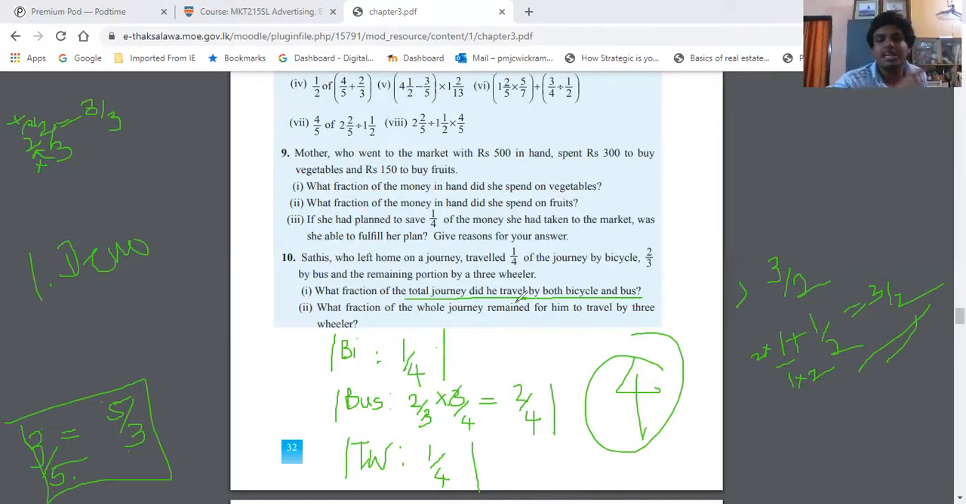Now what are the questions they're asking? Now I move on to what the questions are asking. They're asking what fraction of the total journey did he travel by both bus and the bicycle. Bicycle 1/4, bus 2/4, that is 3/4. The answer is 3/4. Okay. What fraction of the whole journey remained for him to travel by 3-wheeler?